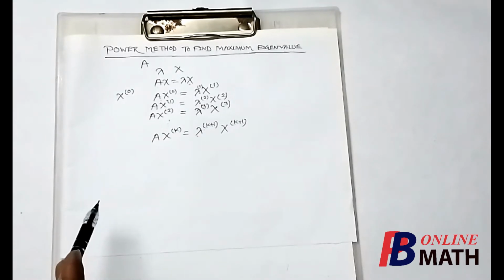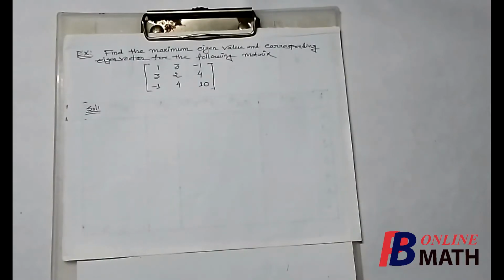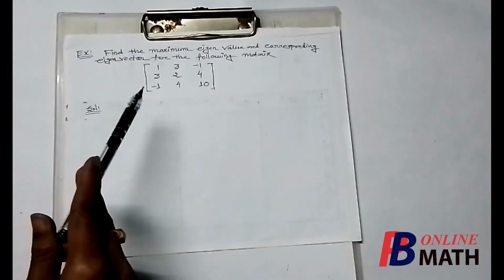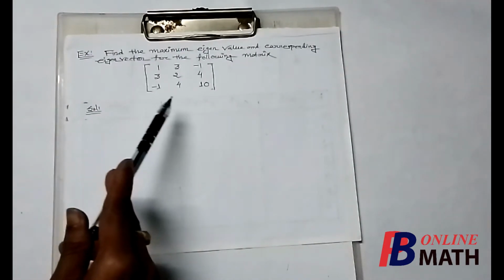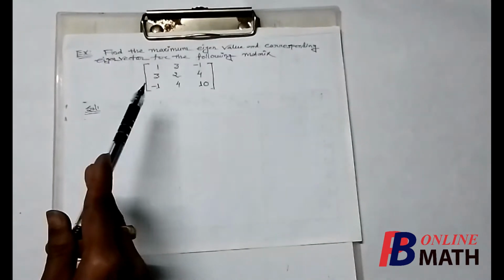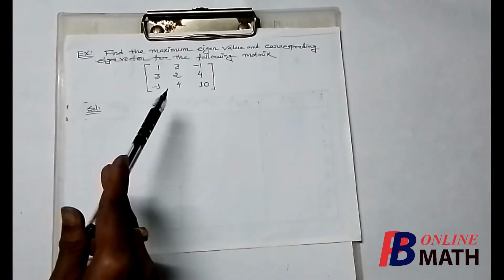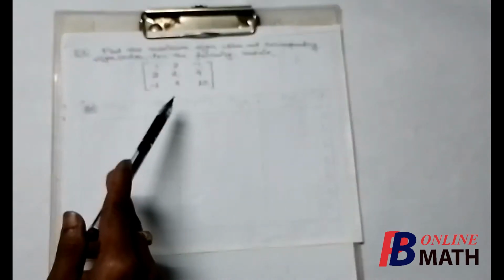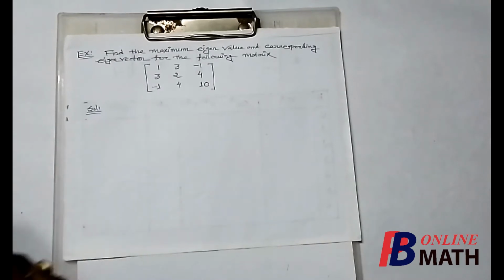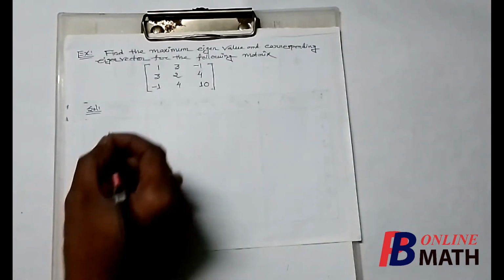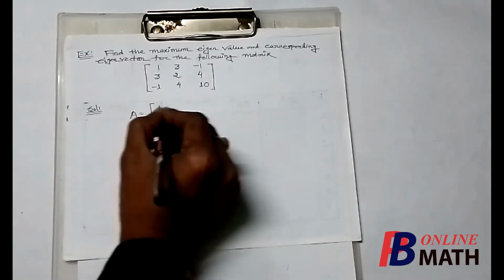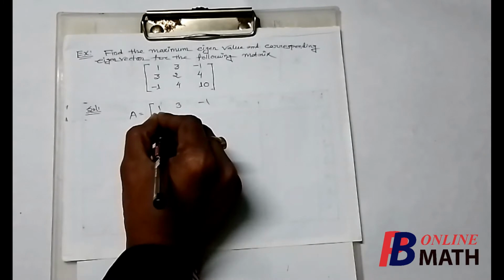Next we shall give one example. Let us consider this problem. Find the maximum eigenvalue and corresponding eigenvector for the following matrix. It is a 3 by 3 matrix: 1 3 minus 1, 3 2 4, minus 1 4 10. This is in fact a symmetric matrix, so all the eigenvalues will be real. Let this matrix be denoted by capital A. So this is the A matrix.